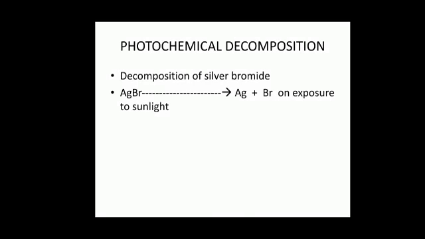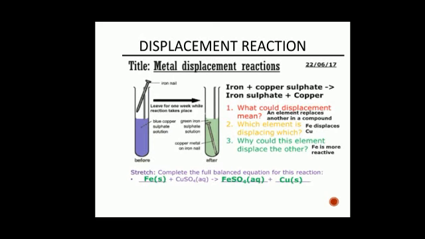Now, the third type of decomposition is called photochemical decomposition. Here photo stands for sunlight. There are some photosensitive compounds which on exposure to sunlight break down into their constituents. For example, silver bromide. Formula of silver bromide is AgBr. It breaks down into pure metallic silver and bromine. Now let's go for the next type of chemical reaction.